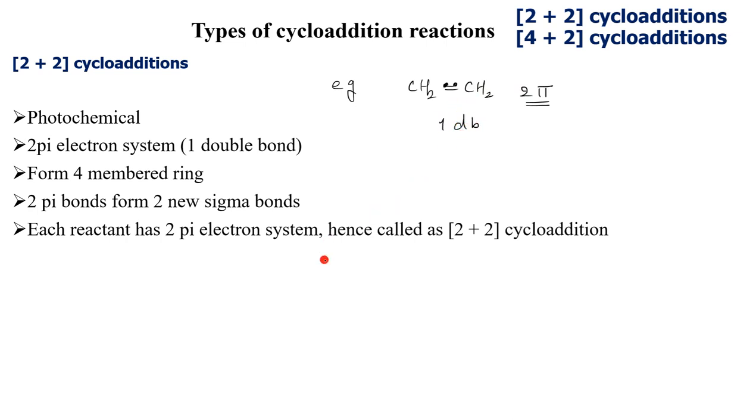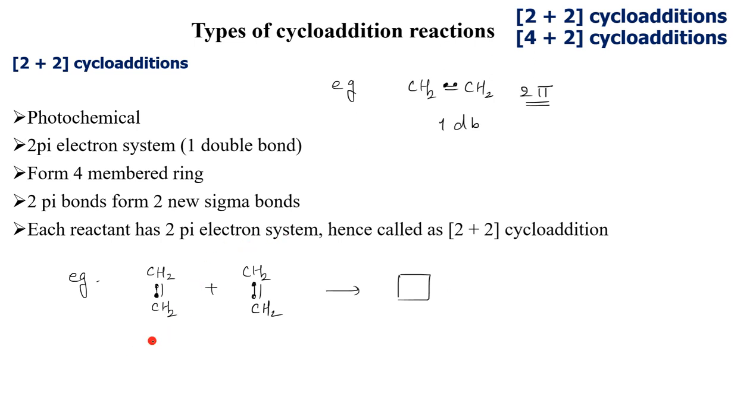So 2 plus 2 means both the reactants are going to have one double bond. For example, the previous example that I showed you, CH2 double bond CH2. So this has a 2 pi system. This also has 2 pi electrons. These are the 2 pi electrons, that is one double bond, right? And they react, they combine to give you a 4-member ring, the way I told you. Yes or no? So this is a 2 pi system. Now this type of reaction is a photochemical reaction. A 4-member ring is formed, and each reactant has a 2 pi electron system.